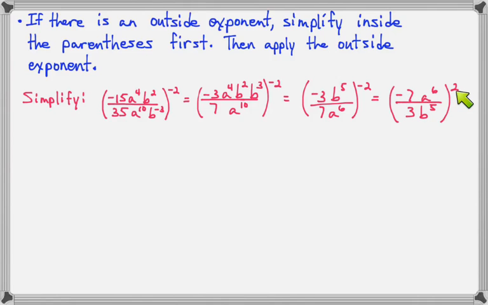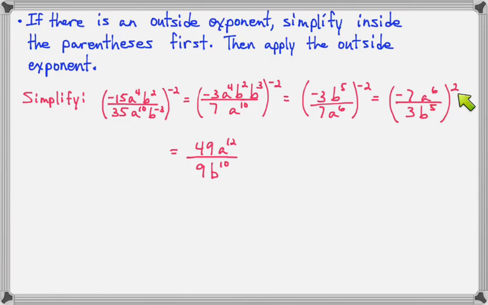So when I do the 2, it applies to everything in here. I'm going to do negative 7 squared. Negative 7 squared is negative 7 times negative 7, and that is positive 49. A to the 6th squared is a to the 6th times a to the 6th, and that is a to the 12th. Remember your power rule says power to power means you multiply the exponents. 3 squared is 3 times 3, and that is 9.